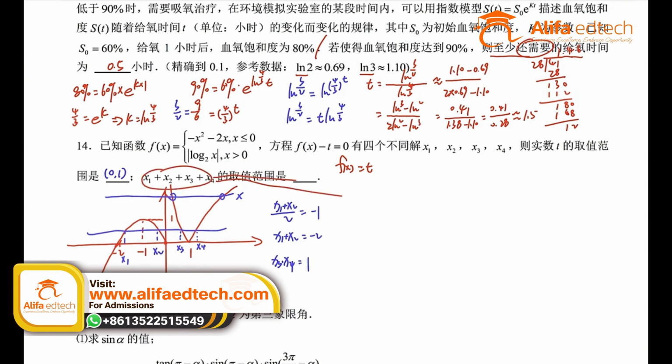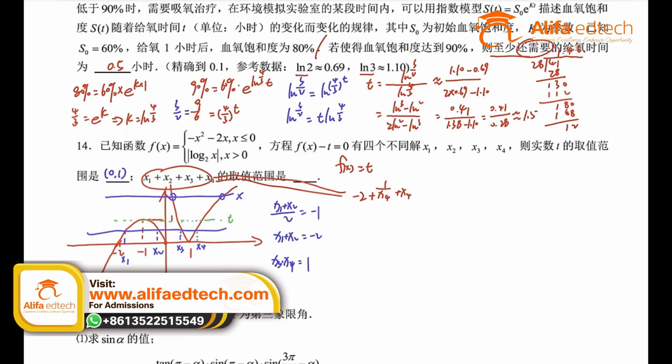So this means the expression you want me to find can be rewritten as -2 plus x3 plus x4, where x3 is equal to 1 over x4. So this means if I can just find the range of x4, the problem is solved. It's very simple. Okay, so in that case, the rightmost value that x4 can reach corresponds to when this t is equal to 1.